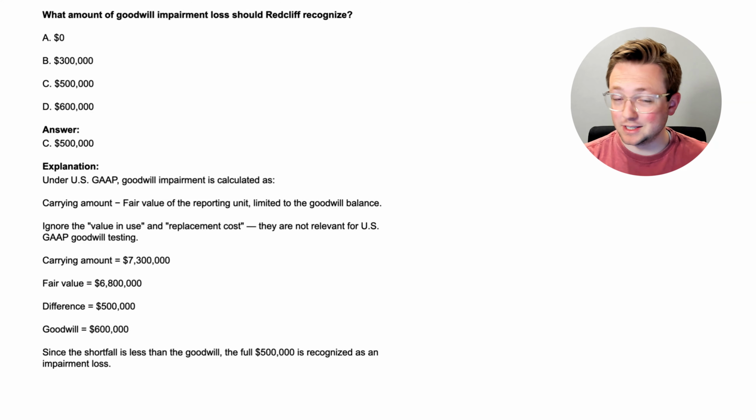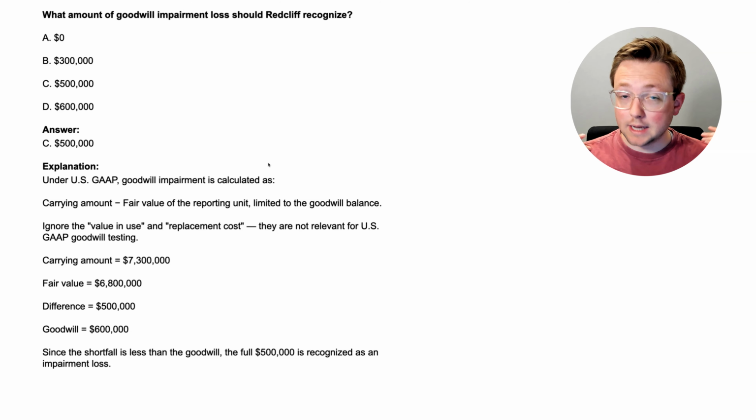So again, it's just a simple calculation. Carrying amount was $7,300,000. The fair value was $6,800,000. The difference was $500,000, and we know that the goodwill is $600,000. And since the difference is less than the goodwill, all of it can be attributed to goodwill impairment loss. Again, since the shortfall is less than the goodwill, the full $500,000 is recognized as an impairment loss.